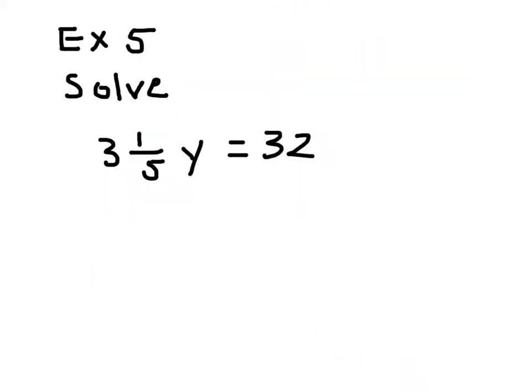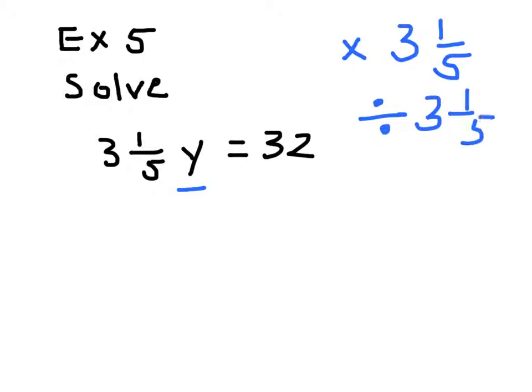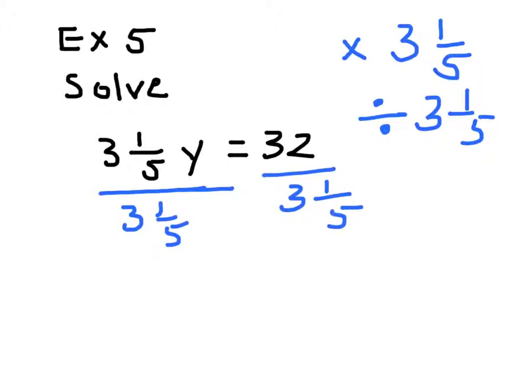All right, example 5, similar example. Let's take a look at what they're doing to y. What are they doing to y? They're multiplying by 3 1/5. So what are we going to do? We're going to do the opposite of that. We're going to divide by 3 1/5. So I'm going to divide both sides by 3 1/5. And if you multiply by 3 1/5 and divide by 3 1/5, they cancel out. And all you have left is y on the left side.